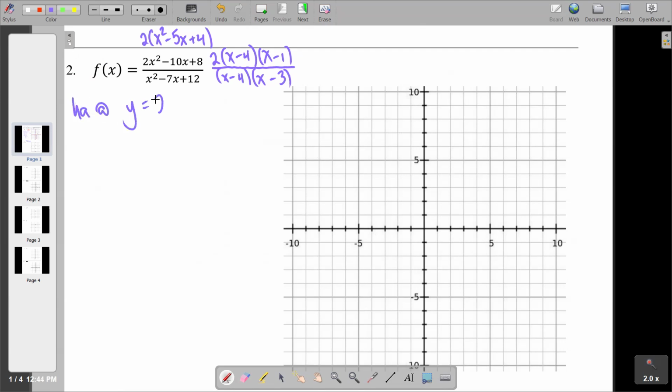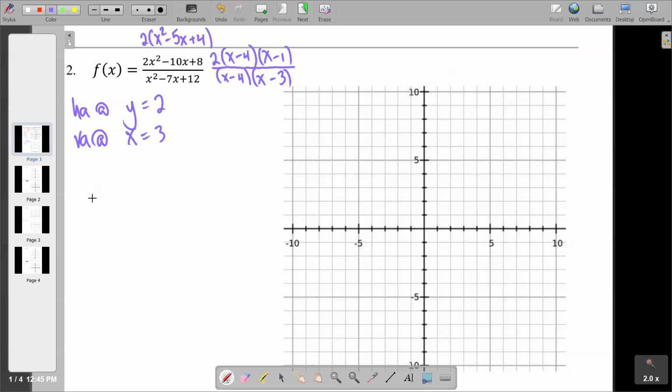Nice. Absolutely perfect. Yes. Since the degrees are the same, we default to the numbers in front of the x squareds, which is 2 over 1, which is 2. Does this graph have vertical asymptotes? It has one of them at x... Perfecto. Very good.